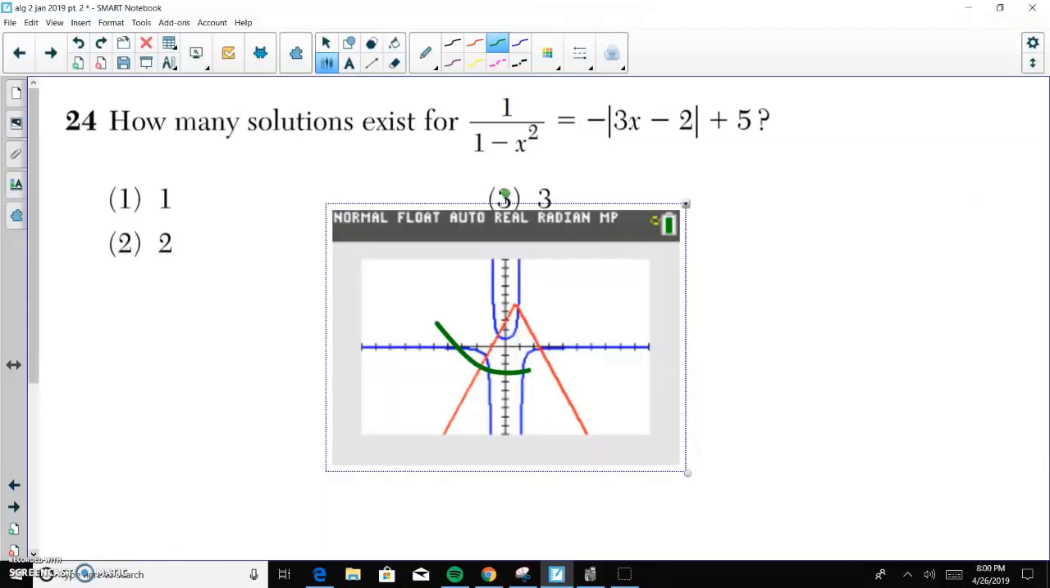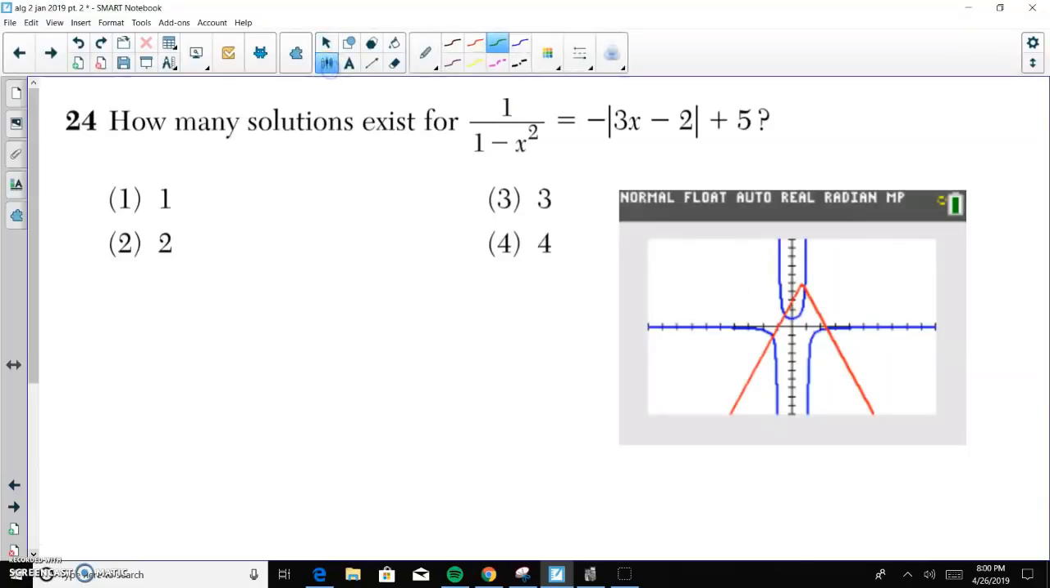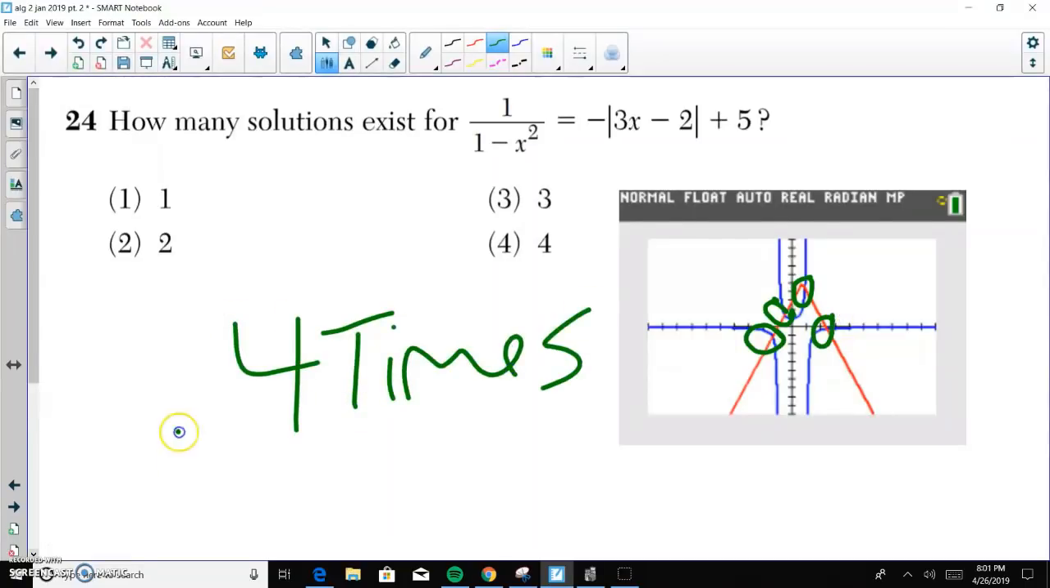Alright, so I see 1 over here, 1 over here, 1 over here, and 1 over here, 4 times. So that means 4 solutions.